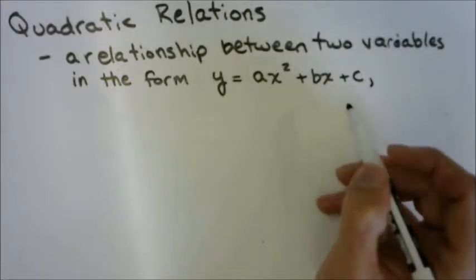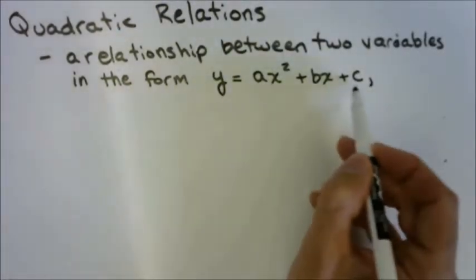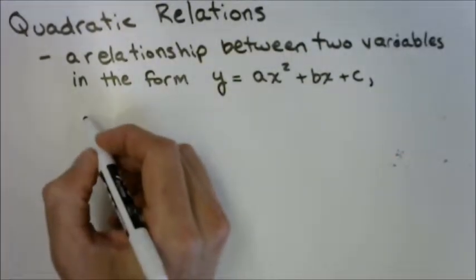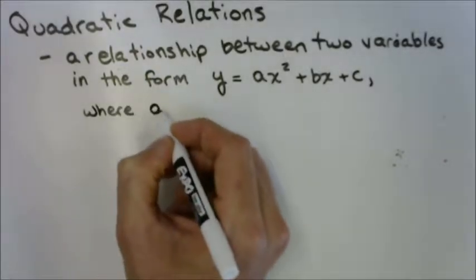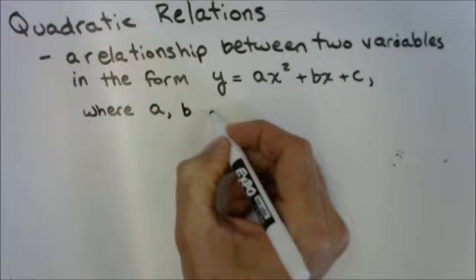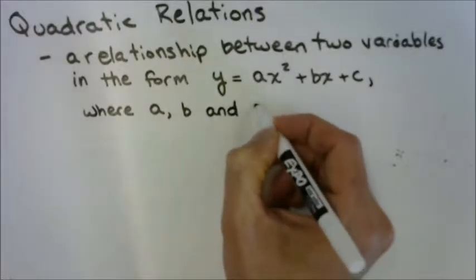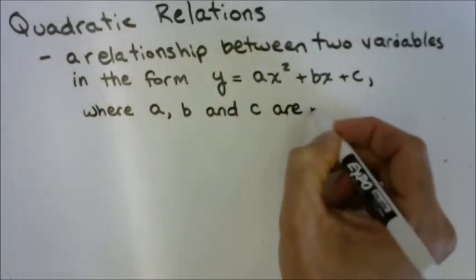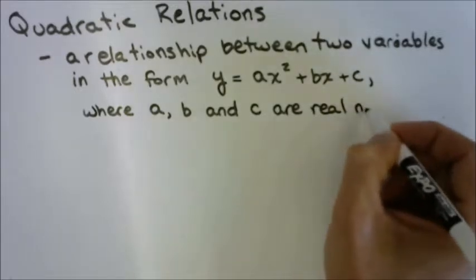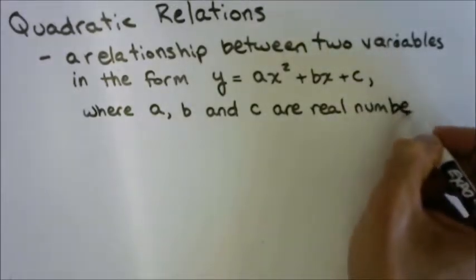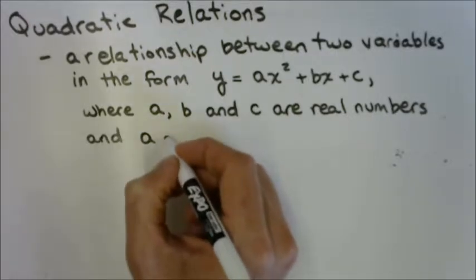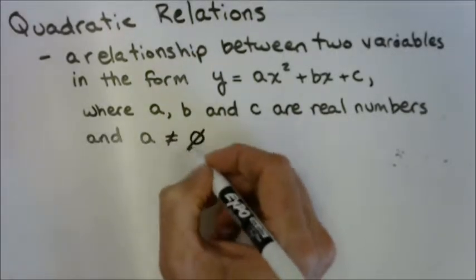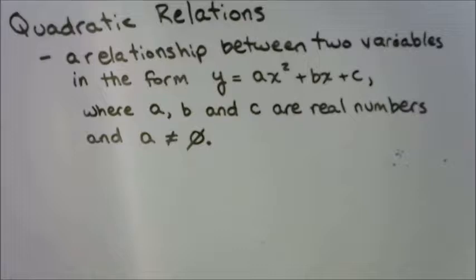It's the constant. Okay? This equation is only true and always true where a, b, and c are real numbers and a cannot equal 0.